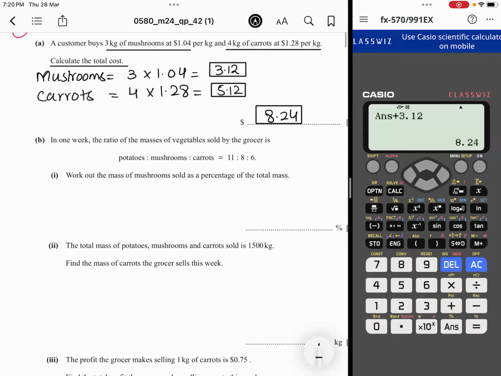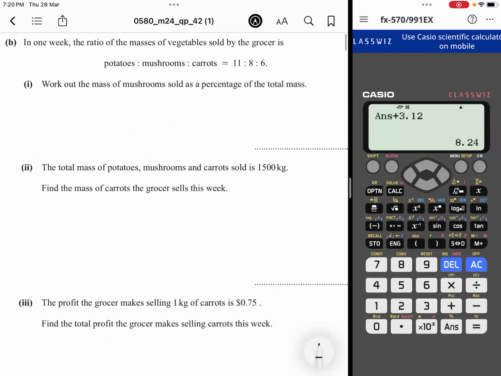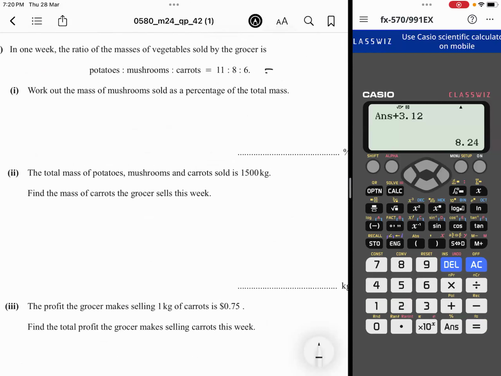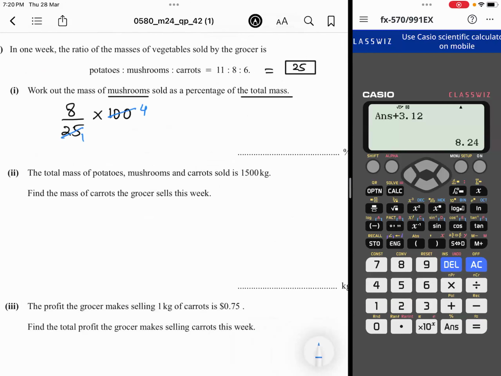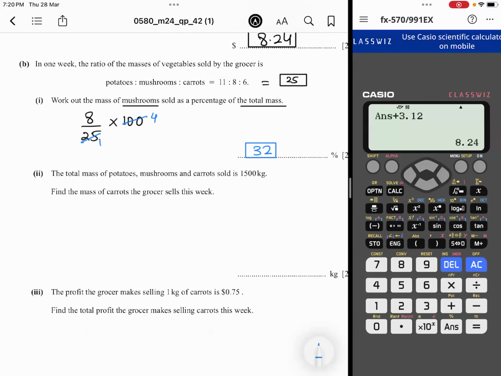In 1 week, the ratio of masses of vegetables sold by the grocer is given for mushrooms, potatoes, and carrots. Please add the total ratio: 11 plus 8 is 19, and 19 plus 6 is 25. Work out the mass of mushrooms sold as a percentage of the total mass. So mushroom divided by total mass: mushroom is 8, total is 25, multiplied by 100. So 8 divided by 25, I can cancel 25 and 100 manually. 8 fours are 32%, the mass of mushrooms as a percentage of the total mass.